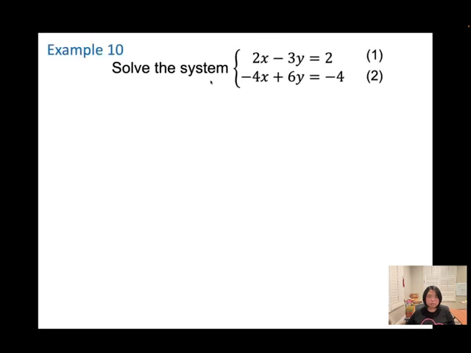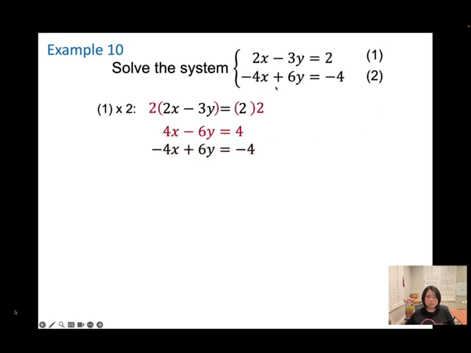Okay, example 10. So same idea, we want to use the elimination method. So we're going to multiply the first equation by 2. Okay, so you're going to get this. And then the second equation will be here. Okay, add it up to see what happened. You're going to get 0 equal to 0. And this is going to be a true statement.